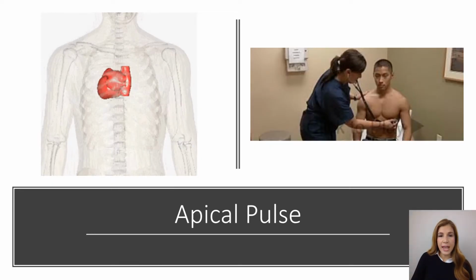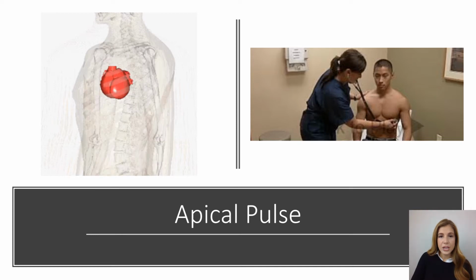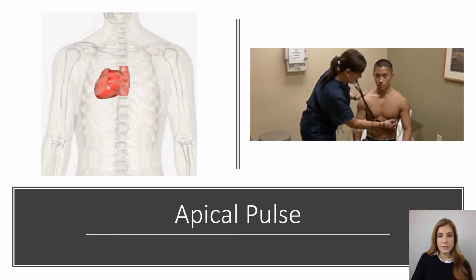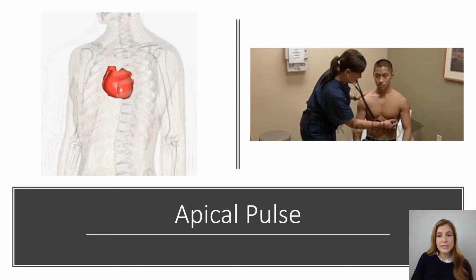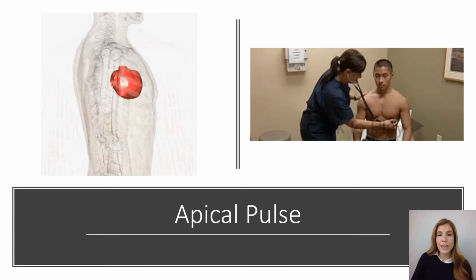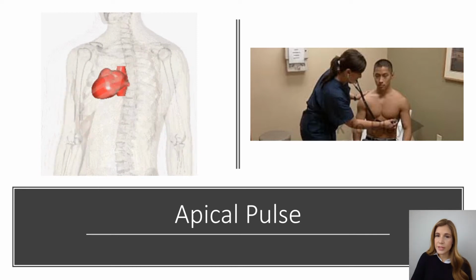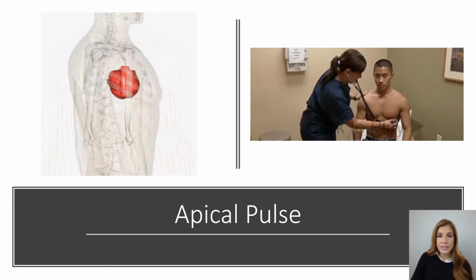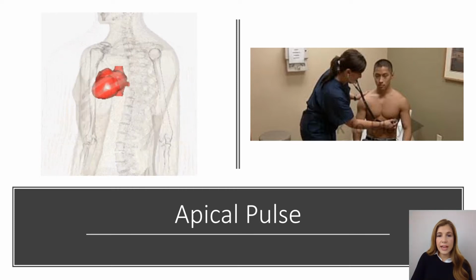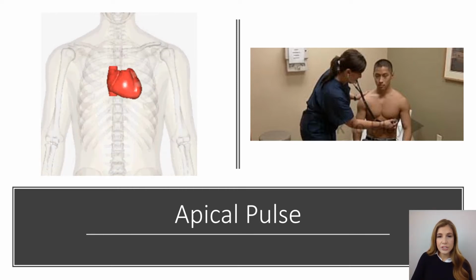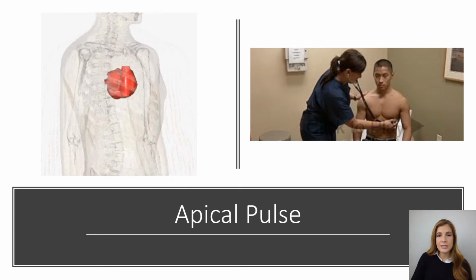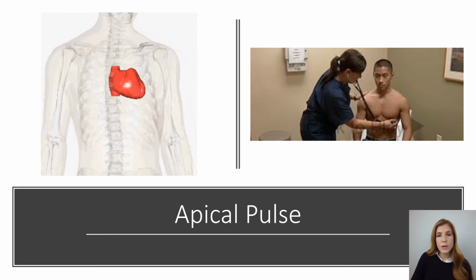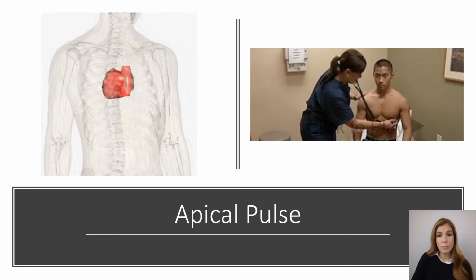Another common pulse site is the apical site. You are listening directly over the heart with an apical pulse. You will place your stethoscope directly over the apex of the heart, which is just simply the bottom part of the heart. And of course, your heart is located on the left side of your chest, just about 2 to 3 inches left of your sternum. And whenever we take an apical pulse, we always count for 1 full minute.